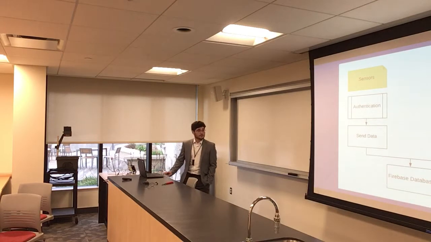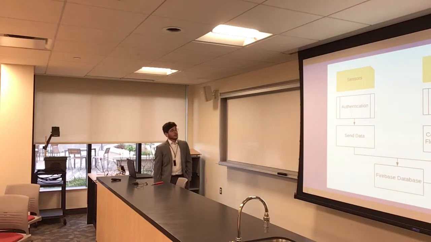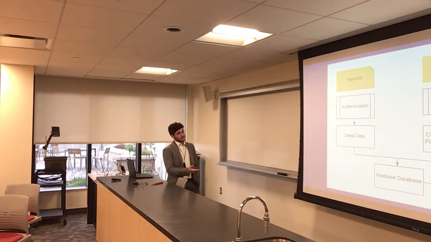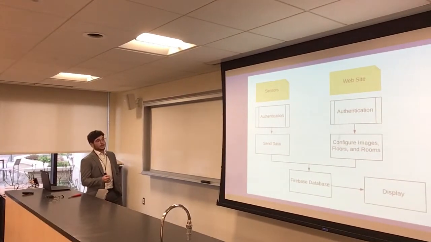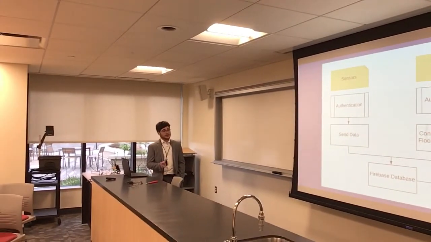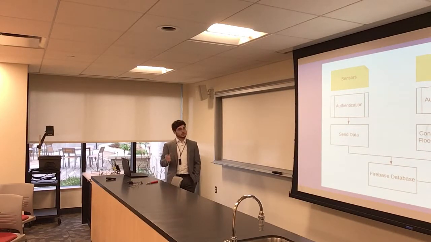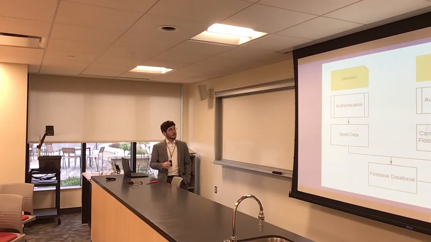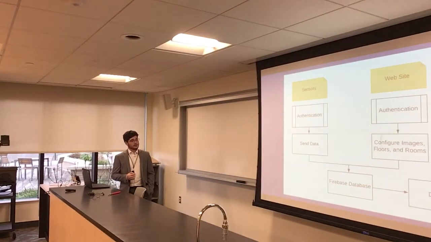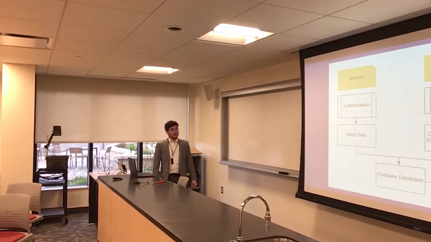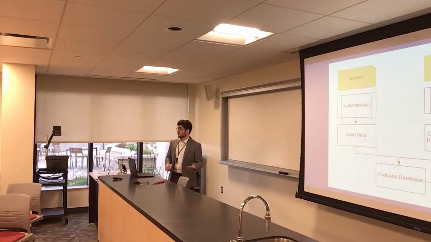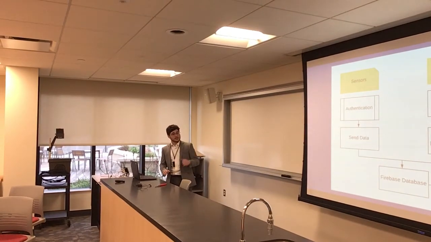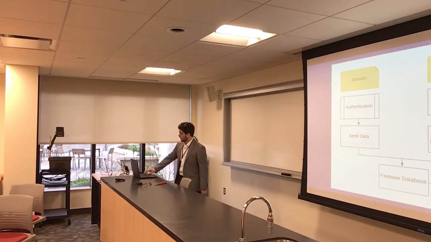So this is just a simple abstract of how my project flows. As you can see, on the left you have your sensors, which require authentication. On the right you have the website, which also requires authentication. So the sensor data and the website display is connected via the user login that I'll be showing later, but that's secured with Google Firebase authentication. The sensors send data to that Firebase database, and the website configures the floors, the rooms, and the images so you can match that data to a room. That's all saved on the database, and then users are able to access that data on the main display.